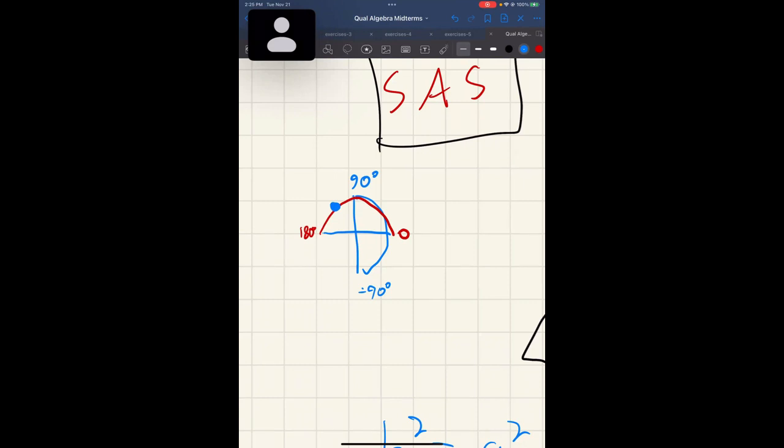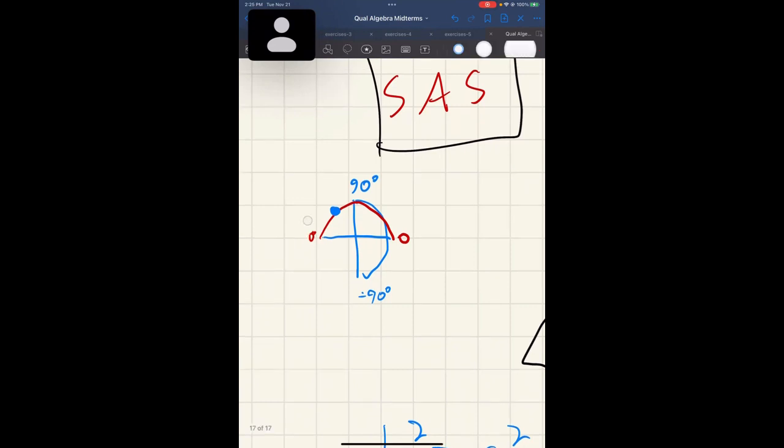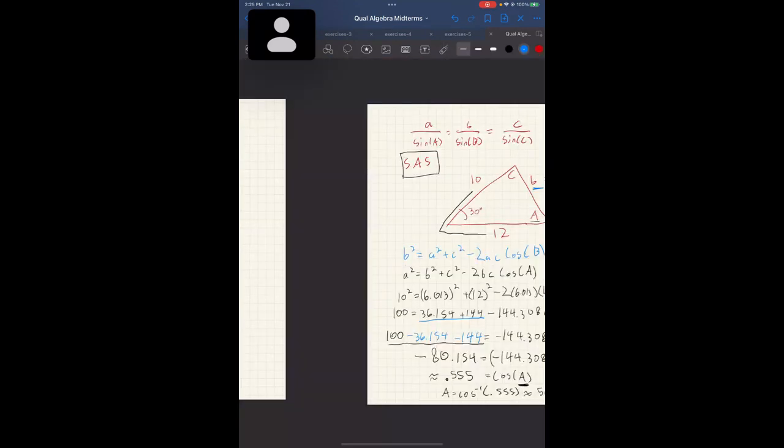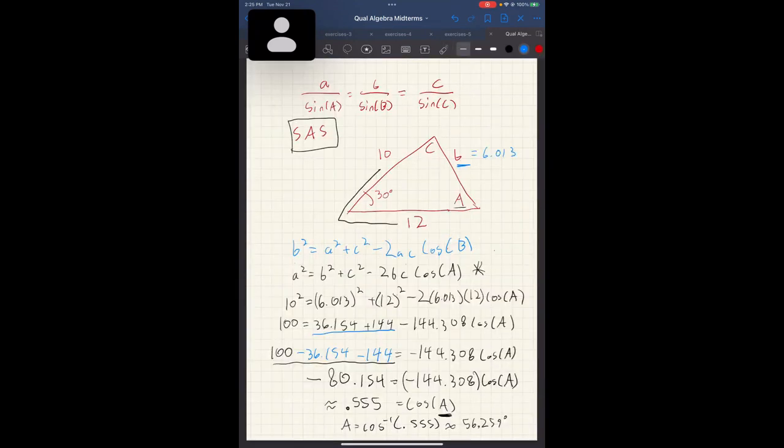So when we use the law of cosines, we don't have an ambiguous case. There are not 2 possible angles. When we do law of cosines, there is one solution. There is one possible angle. And in this case, it is exactly this angle for A, which is about 56.259 degrees. Now, can I figure out angle C?